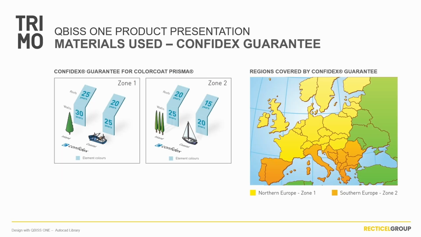Regarding warranty, we can offer a warranty up to 30 years on corrosion of steel sheet, but warranty is discussed project to project. Therefore, please consult for every project with Trimo technical department regarding this specific project.